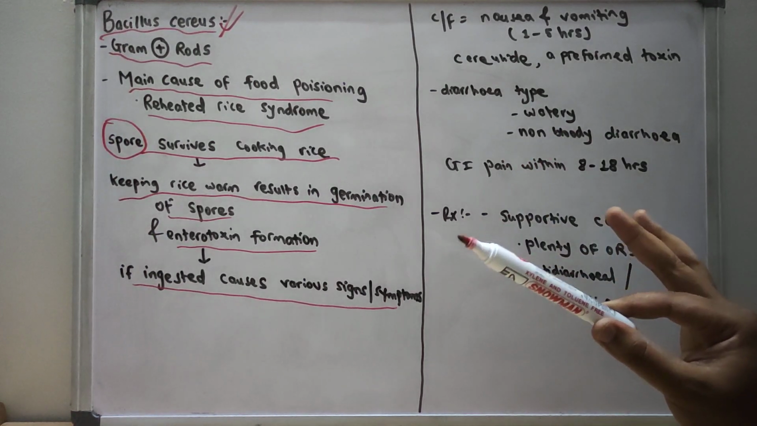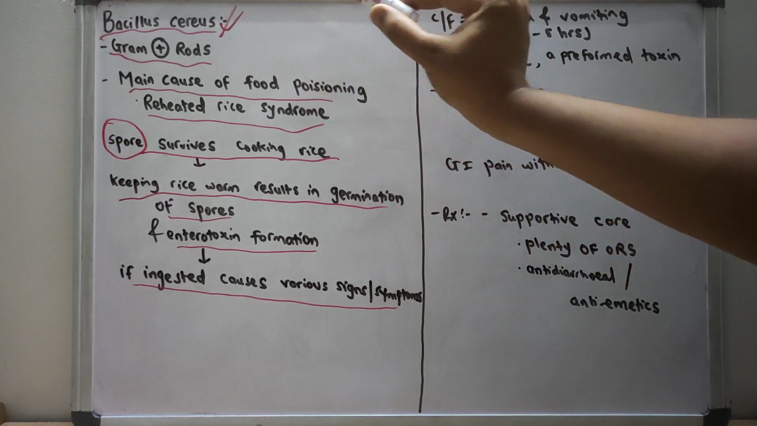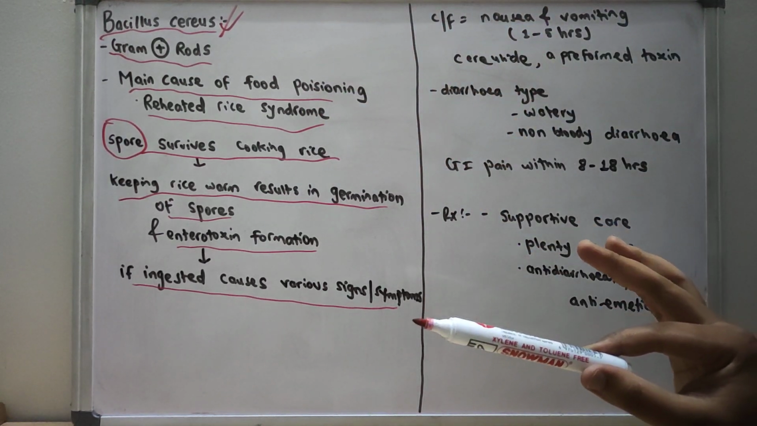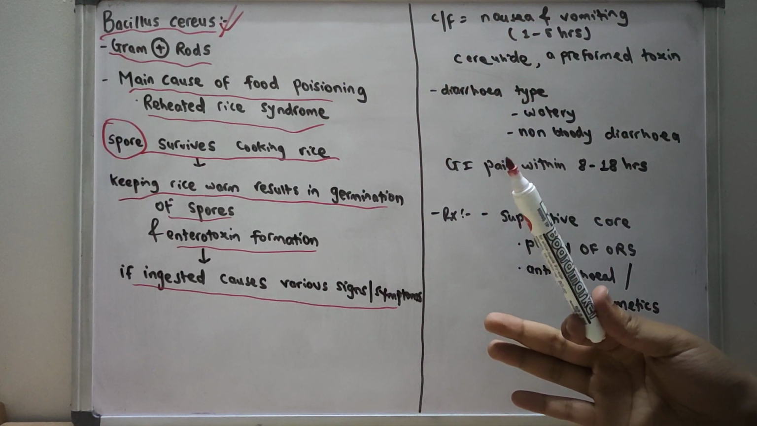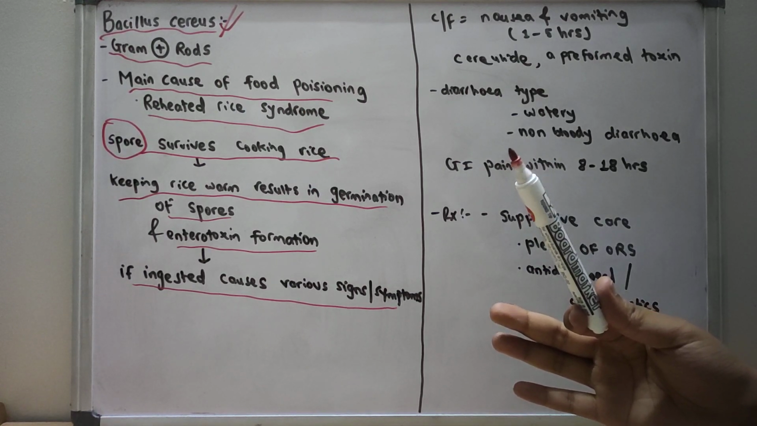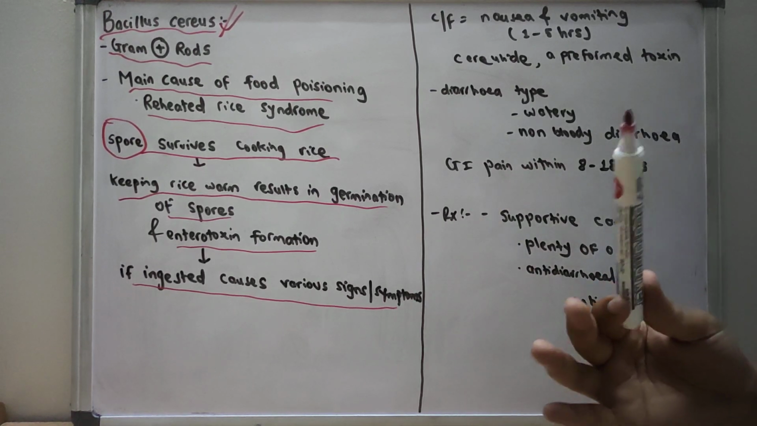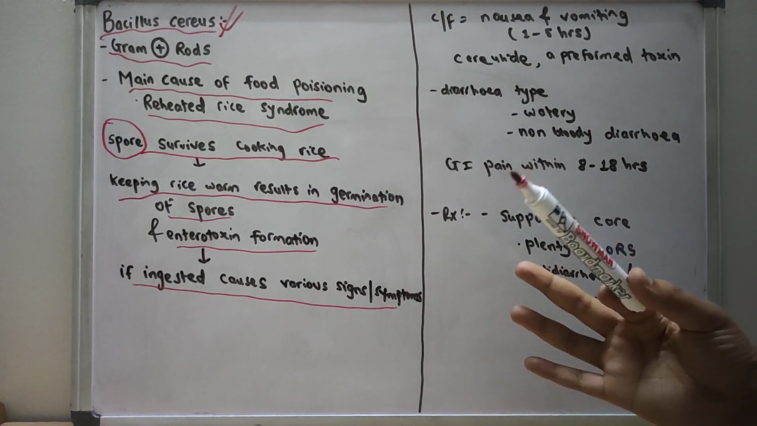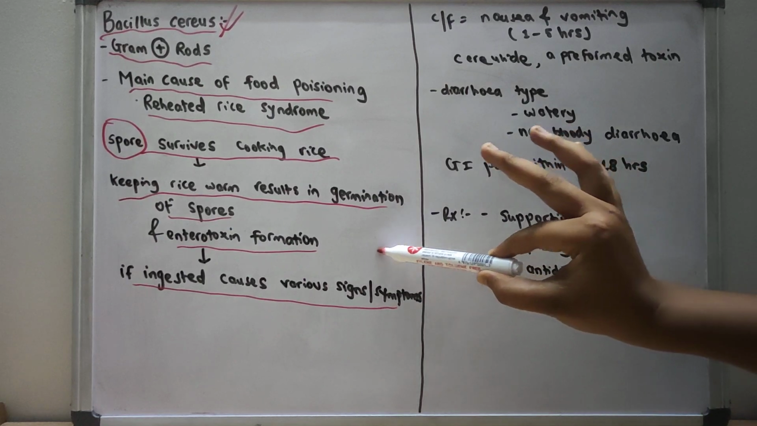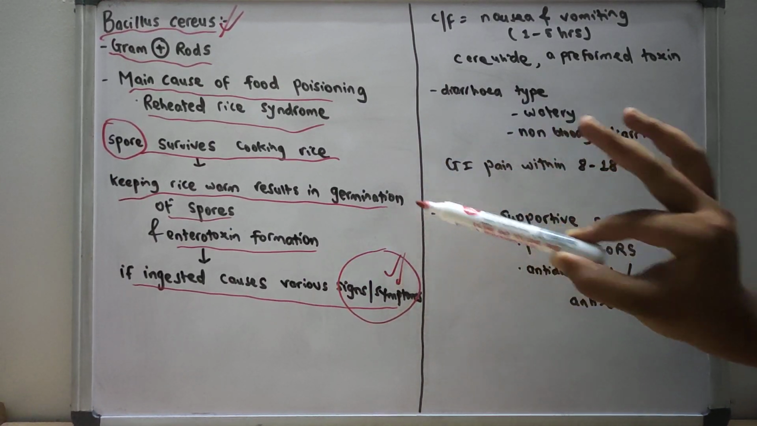So again, I am going to tell you the reheated rice syndrome is caused by Bacillus cereus. The spores of Bacillus cereus survive the cooking of rice, and when we keep the rice warm, there occurs germination of the spores, and when we ingest those spores, we encounter various signs and symptoms.